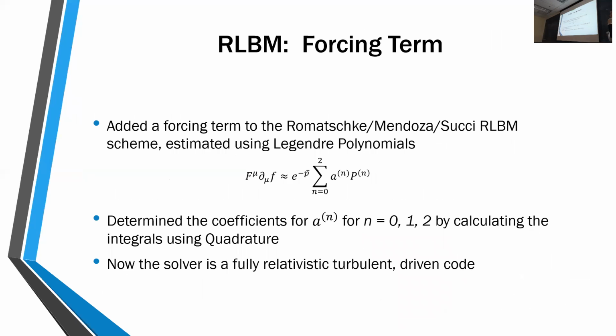And what I did was I added the forcing term. I probably should have put it in some of the original slides, but I added the forcing term. Same thing, got the Legendre polynomials, plugged it in there, and used Gauss-Legendre quadrature to figure out what the intervals are to get the coefficients there. And so now, once we got done with that, we, in theory, have a fully relativistic solver.